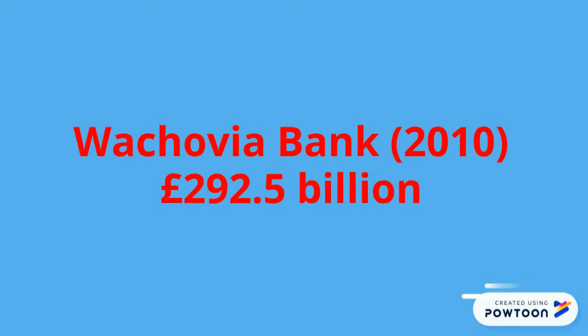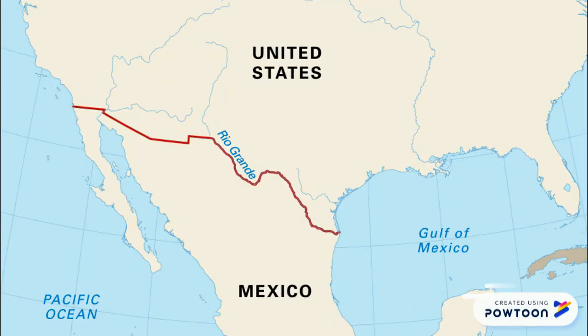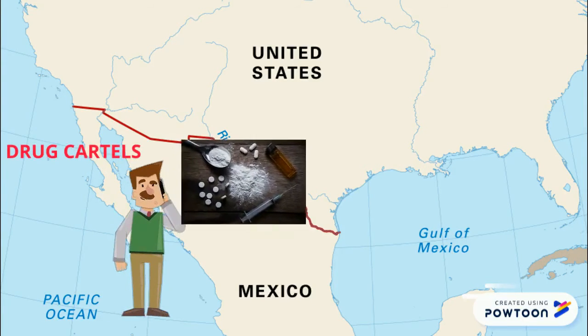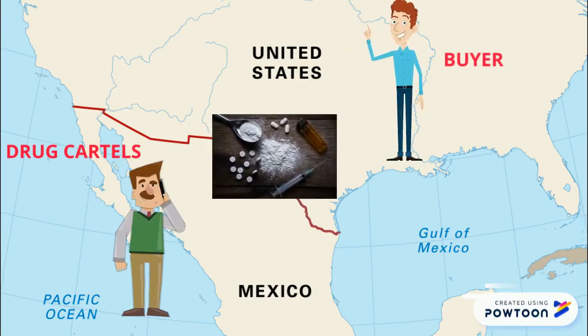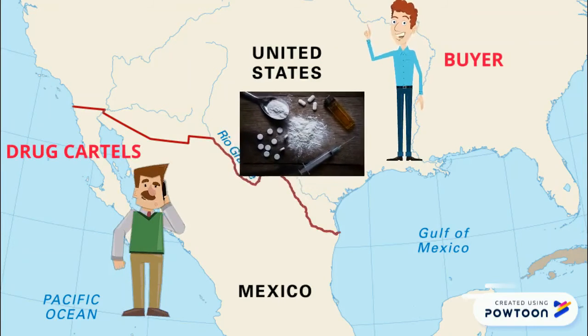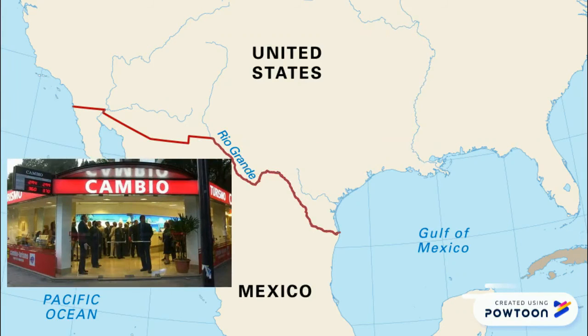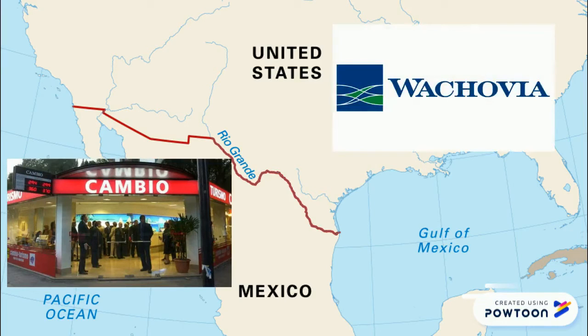An estimated £292.5 billion was involved in the money laundering process. The money laundering was carried out by drug cartels in Mexico. There are many drug trafficking activities across the US-Mexico border. Casa de Cambio, or CDC, are currency exchange houses in Mexico. The CDC involved in the case had a dollar account with Wachovia Bank in the US.